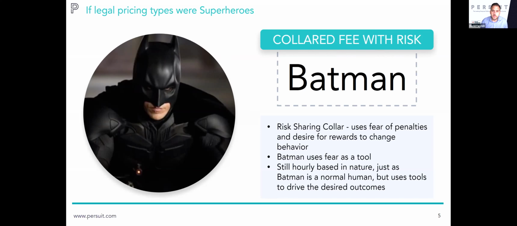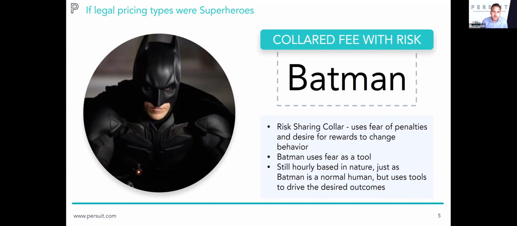Yeah, so because, as Laura said, there's a discount if the firm exceeds the collar. Sometimes it's a 50% discount, so a harsh penalty on the firm for billing beyond the collar. We compare this to Batman because Batman uses fear as a tool and as a mechanism. And so that's what the collared fee with risk sharing does, it uses fear as a tool with the goal of incentivizing the law firm to be more efficient.